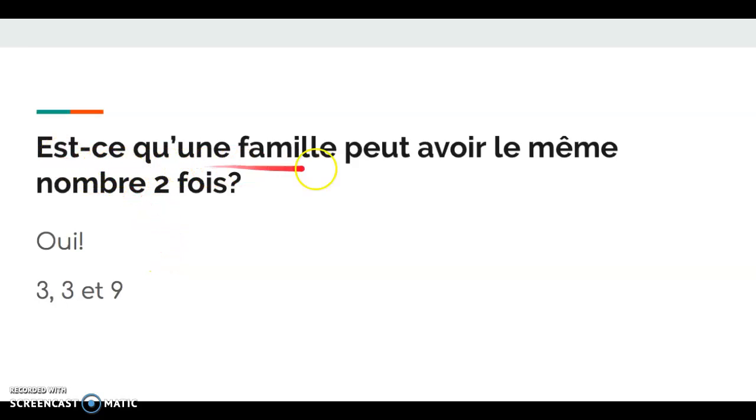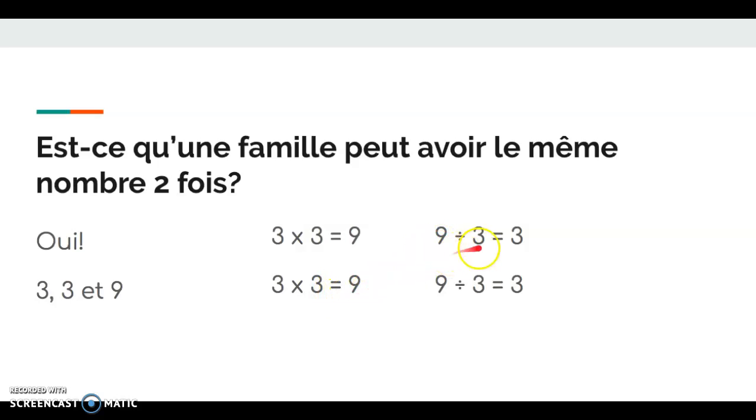And can a family have the same number twice? The answer to that is yes. So I'm going to use 3, 3, and 9 as an example. We can do 3 times 3 equals 9, and 3 times 3 equals 9, and then 9 divided by 3 equals 3, and 9 divided by 3 equals 3.